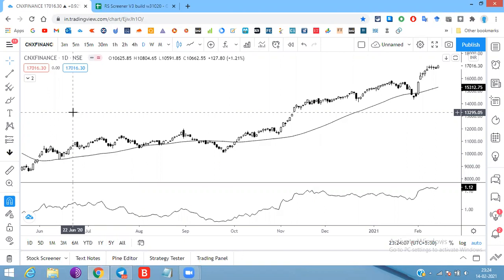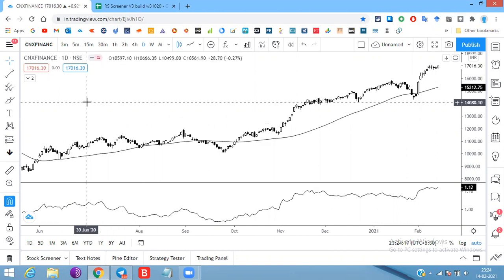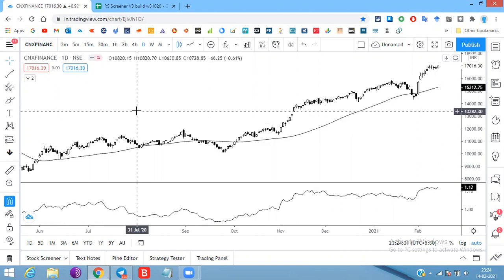I go by a top down approach by selecting the strong sectors first. I analyze the sectors' charts and I select the strong sectors first. Out of those sectors, I then finally analyze the stocks in that sector. For example, if I have finalized Nifty Financial Services as my sector, then in Nifty Financial Services also, I will be selecting those stocks which are outperforming.